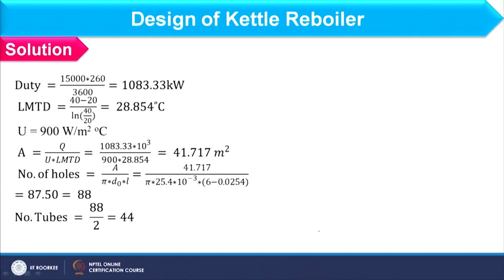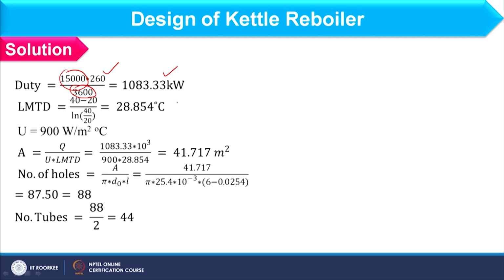So, in this problem around 15,000 kg per hour of vapor of chlorine is generated and latent heat of the chlorine is given to us. So, we can simply multiply them to find out heat duty. So, if you consider here, heat duty is 1083.33 kilowatt, where 15,000 kg per hour, and that we have converted into seconds, and 260 was the latent heat, if you recall the example.